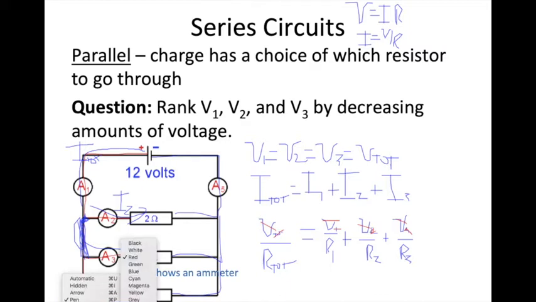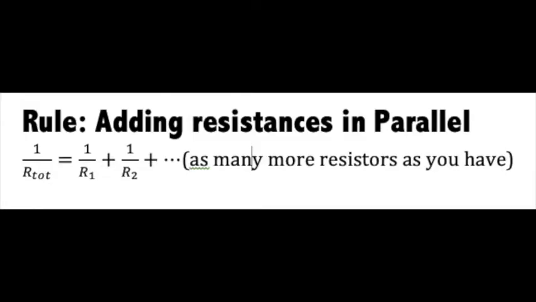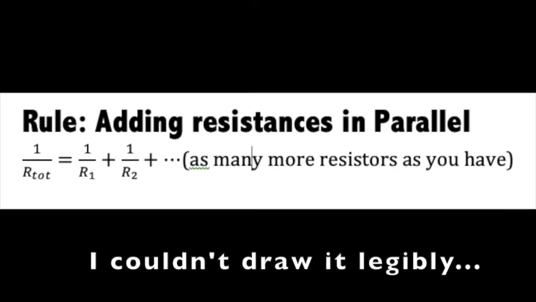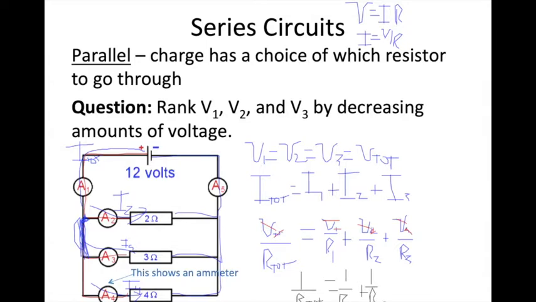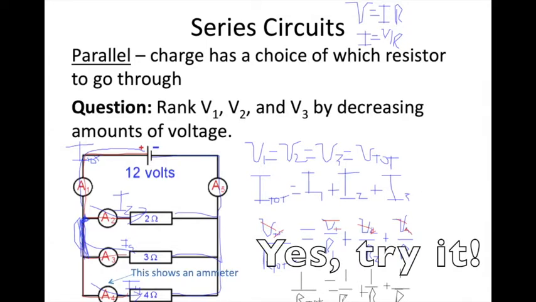And you wind up with your rule for how resistances work in parallel, which hopefully I can draw legibly here. You get that 1 over R total is equal to 1 over R1 plus 1 over R2 plus 1 over R3. So give that a try on the circuit on the left and tell me what you think the total resistance should be.